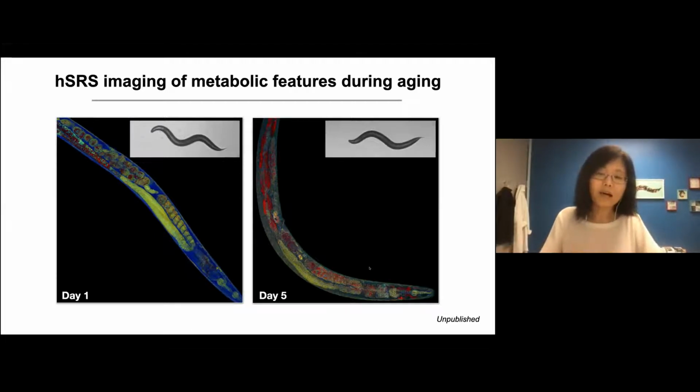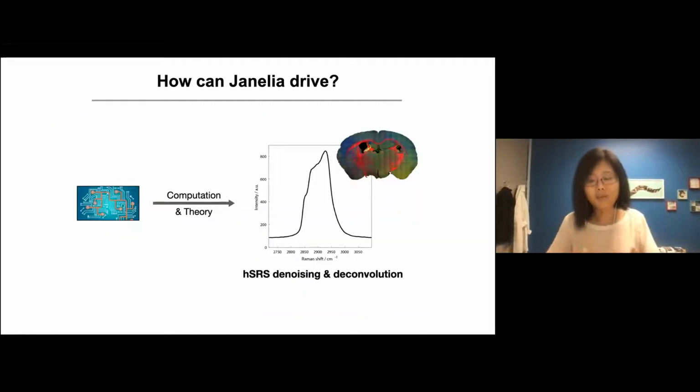So currently our deconvolution is limited to 4 principal components. It's mainly because of noise. So I think with better denoising and deconvolution, it will allow us to decode more metabolic features from the SRS spectrum. So I think the machine learning algorithms at Janelia will help in these areas. So this will be particularly useful for imaging tissues with a high metabolic heterogeneity, like the brain.